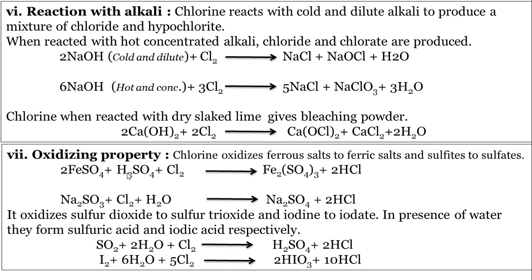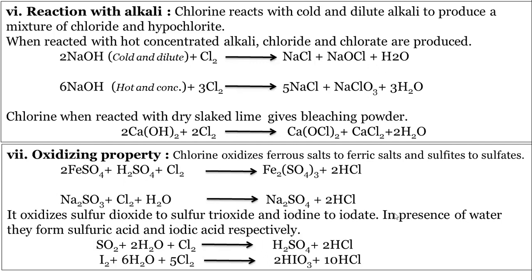Then the oxidizing property: chlorine oxidizes ferrous salts to ferric. So FeSO4, ferrous sulfate, is converted into ferric sulfate. Also, sodium sulfite is converted into sodium sulfate. So chlorine, having the oxidizing property, oxidizes ferrous salts into ferric, and sodium sulfite is converted into sodium sulfate.